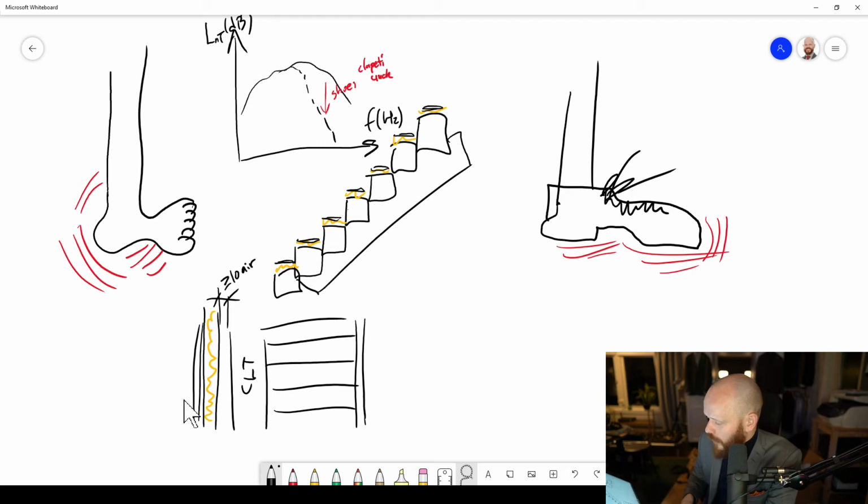So for airborne sound, this wall construction is probably going to be quite overkill. But in this case, you might need it for different purposes. And yeah, well, that's about it.